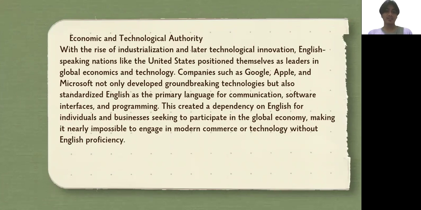And the third is economic and technological authority. With the rise of industrial and later technological innovation, English-speaking nations like the United States positioned themselves as leaders in global economics and technology. Companies such as Google, Apple, and Microsoft not only developed groundbreaking technologies, but also standardized English as the primary language for communication, software interfaces, and programming. This created a dependency on English for individuals and businesses seeking to participate in the global economy, making it nearly impossible to engage in modern commerce or technology without English proficiency.